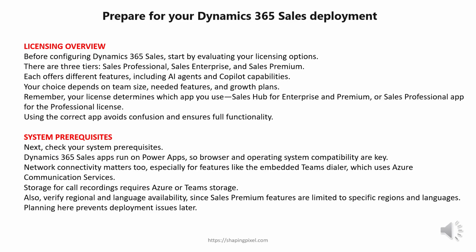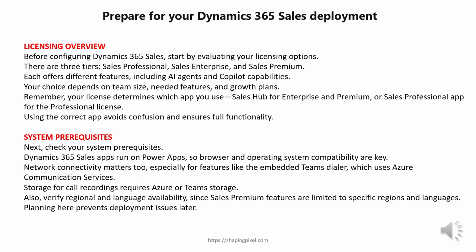Before configuring Dynamics 365 Sales, start by evaluating your licensing options. There are 3 tiers: Sales Professional, Sales Enterprise, and Sales Premium. Each offers different features, including AI agents and Copilot capabilities. Your choice depends on team size, needed features, and growth plans. Remember, your license determines which app you use: Sales Hub for Enterprise and Premium, or Sales Professional app for the Professional license. Using the correct app avoids confusion and ensures full functionality.